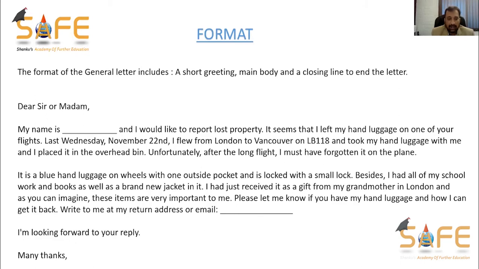It is a blue hand luggage on wheels with one outside pocket and is locked with a small lock. Besides, I had all of my school work and books as well as a brand new jacket in it. I had just received it as a gift from my grandmother in London, and as you can imagine, these items are very important to me. Please let me know if you have my hand luggage and how I can get it back. Write to me at my return address or email, which is this. I'm looking forward to your reply. Many thanks. So this is just an overview of what the format of a general letter, formal letter, complaint letter looks like.